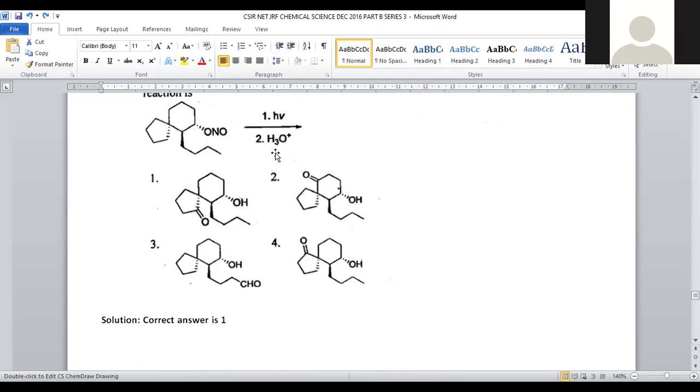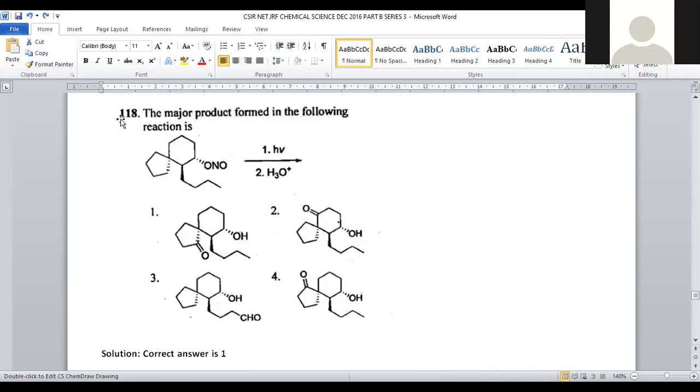So it is Barton reaction followed by hydrolysis. The product will be the one where we have a ketonic functional group. In compound 2, a ketonic group is not there. So in option number 1, we have a ketonic functional group by the hydrolysis of this NO group. So for question number 118, option number 1 is the answer.